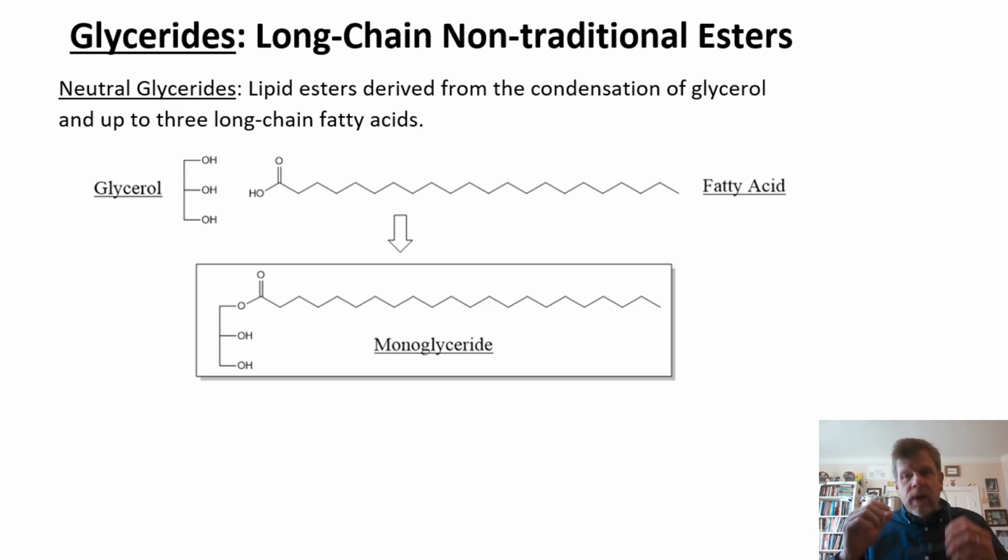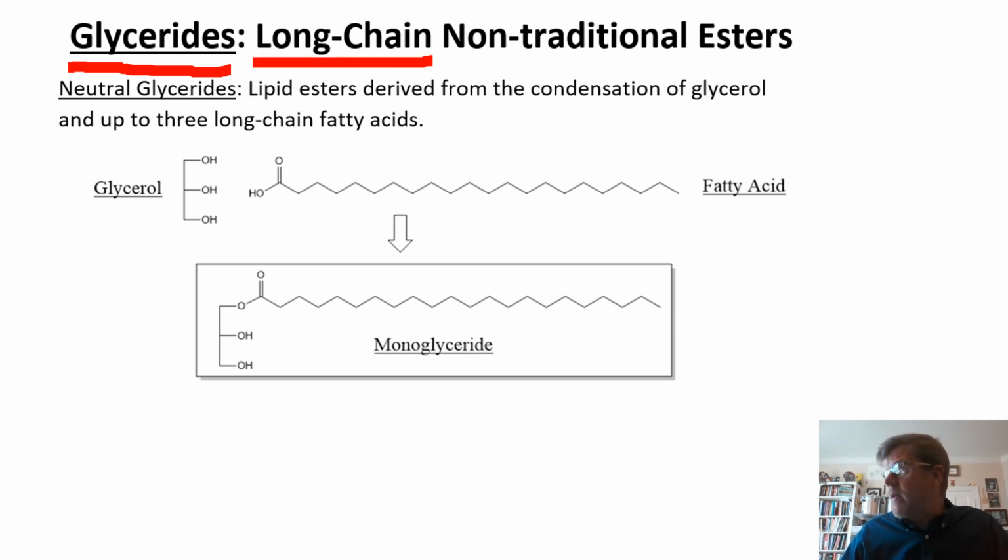Now we're going to move into what I'm considering non-traditional esters. Remember, a traditional ester was derived from one carboxylic acid condensing with one alcohol. I consider that traditional. Moving into non-traditional esters now, we're talking about what is known as glycerides. Glycerides are long chain because they're derived from fatty acids, but they're non-traditional esters. They aren't derived from one carboxylic acid and one alcohol.